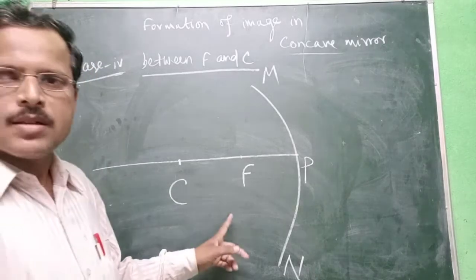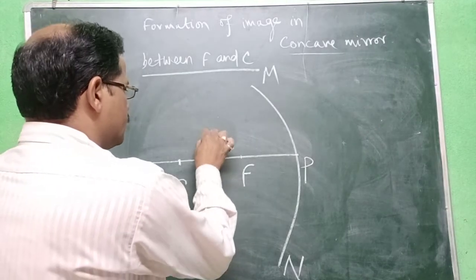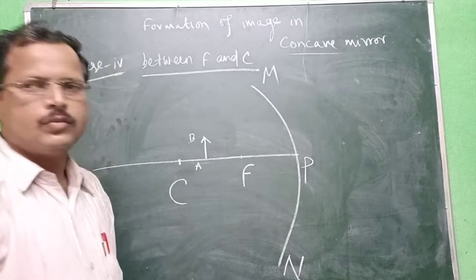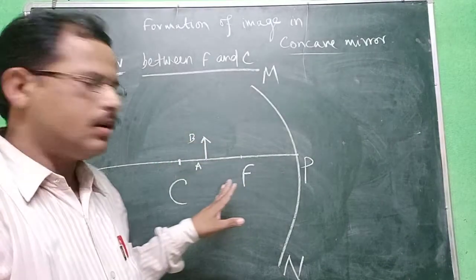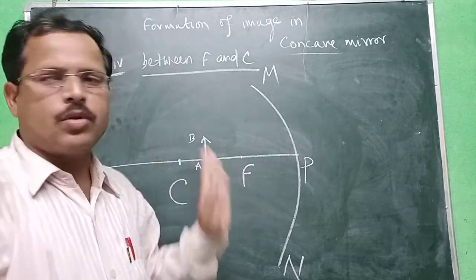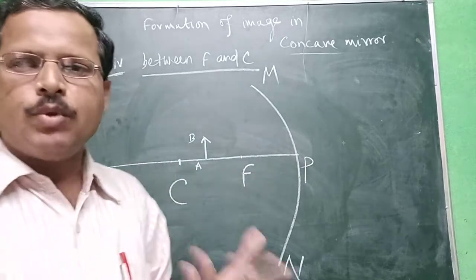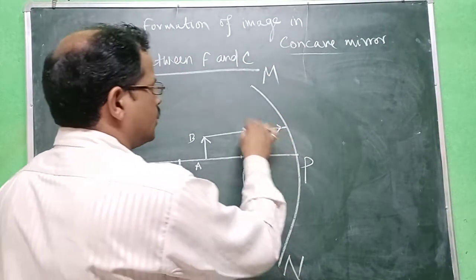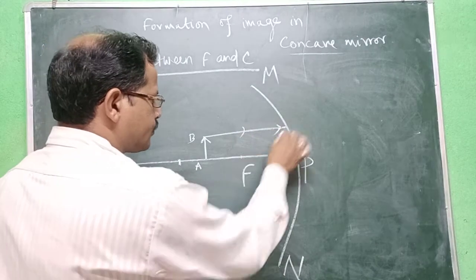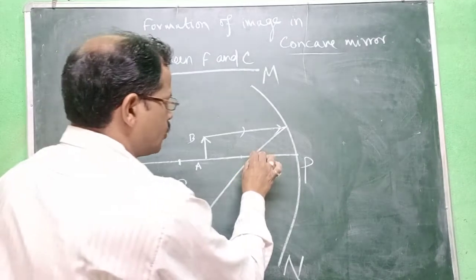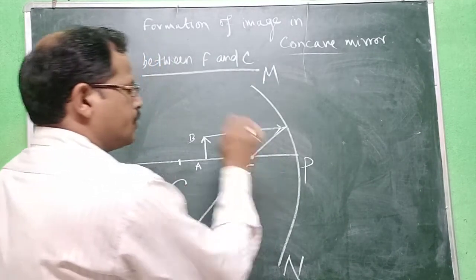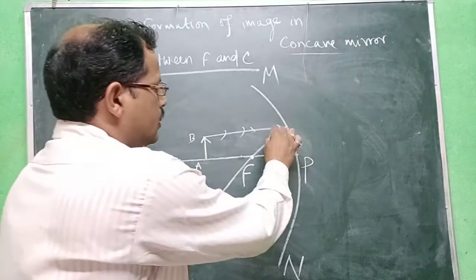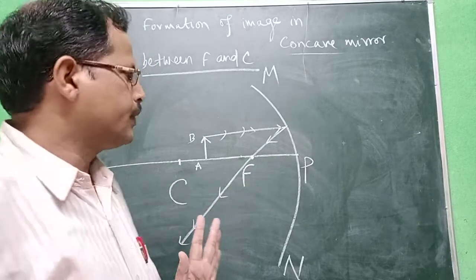Okay, the object is in between what? Center of curvature and principal focus. Let us continue in the same way. First two rays, one coming parallel, going through the principal focus. Suppose this is the principal focus. So this is the incident ray and this is the reflected ray. Okay. Next.